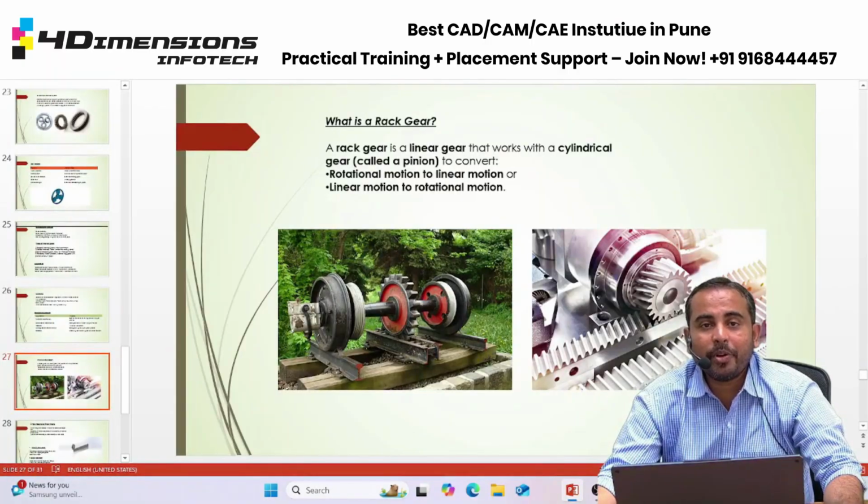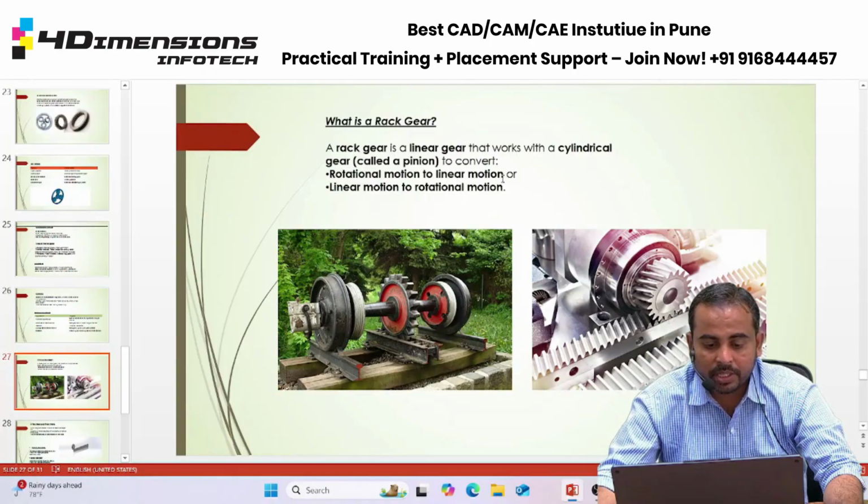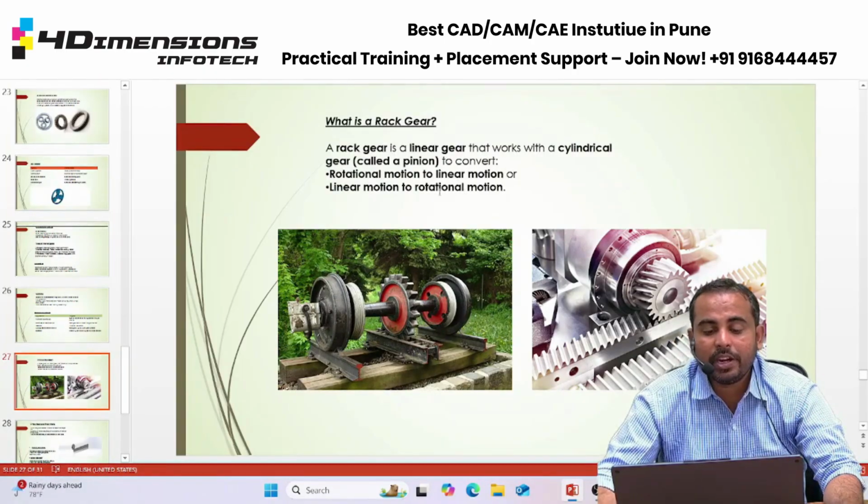Last one we are going to talk about is the rack gear. A rack gear is a linear gear that works with a cylindrical gear called a pinion to convert rotational motion to linear motion. This is the main purpose of the rack and pinion arrangement, that they will convert rotational motion to linear motion. Next is linear motion to rotational motion, means vice versa.